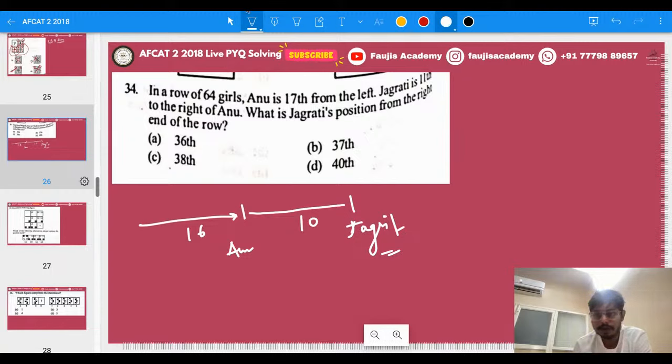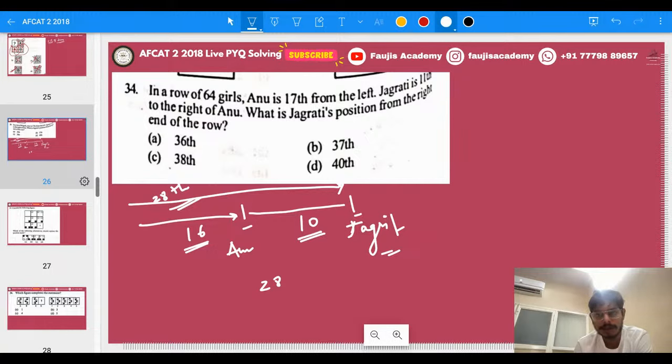In total, we have 64 girls. That means over here 16, over here 10, 26, 27, 28. So the 28th girl from the left hand side is Jagruti. That means how much will it be from the opposite side?